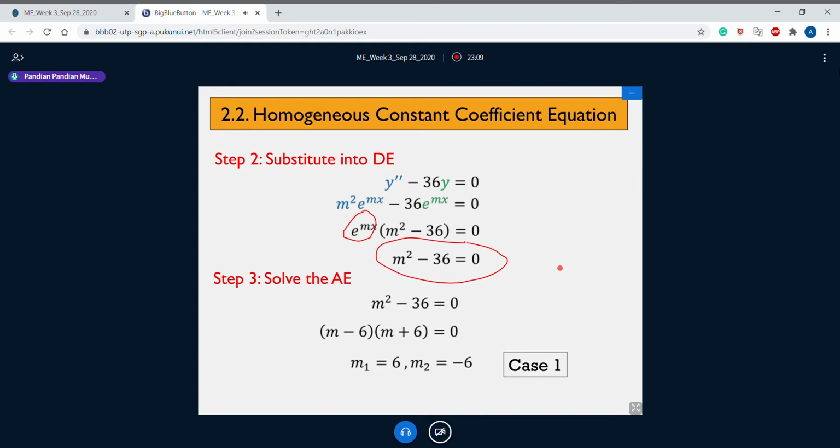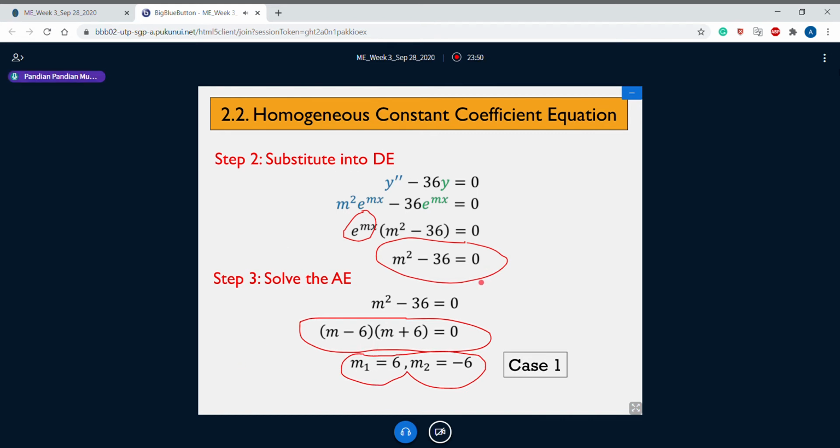So this equation you can factorize. Sometimes it can be factorized. If it cannot be factorized, then you use the quadratic formula, minus b plus minus root b squared minus 4ac, divided by 2a. In this case, if you observe carefully, m squared minus 36 equals 0 can be factorized. You get m minus 6 multiply m plus 6 equals 0. Then the final solution, because you have two m's, root 1, m1 is 6, and then m2 is minus 6. So you already have two roots.